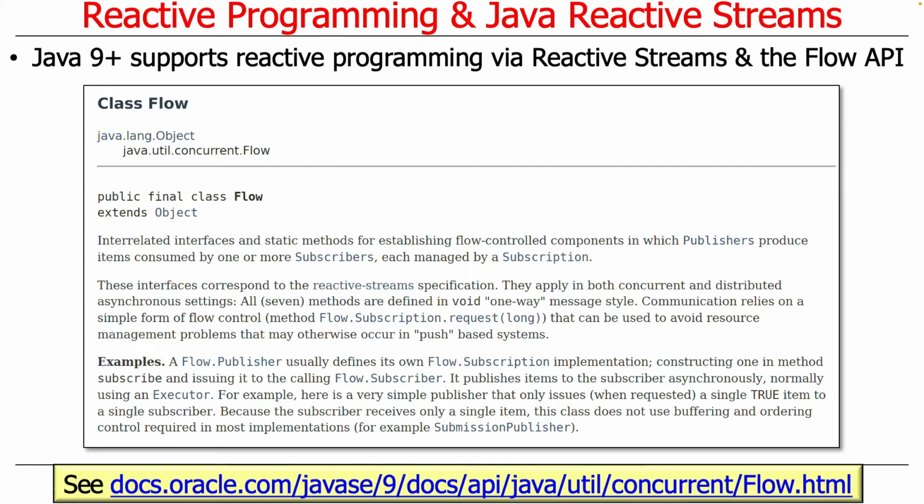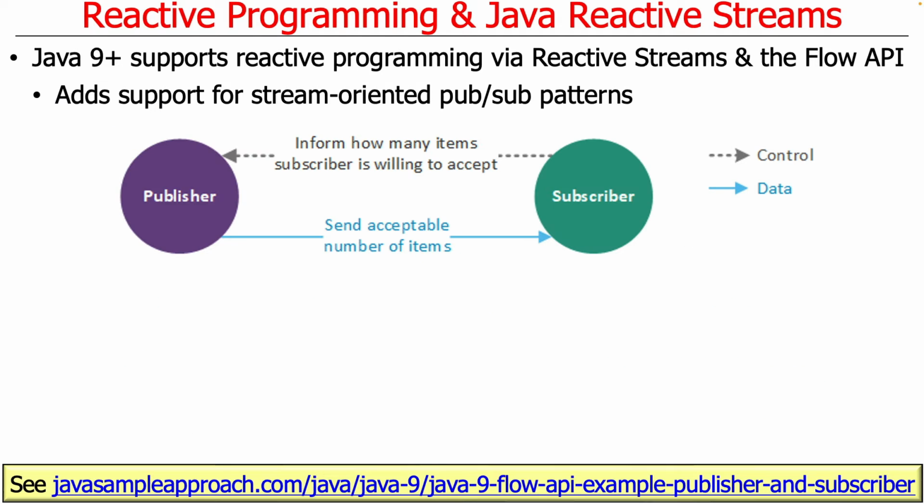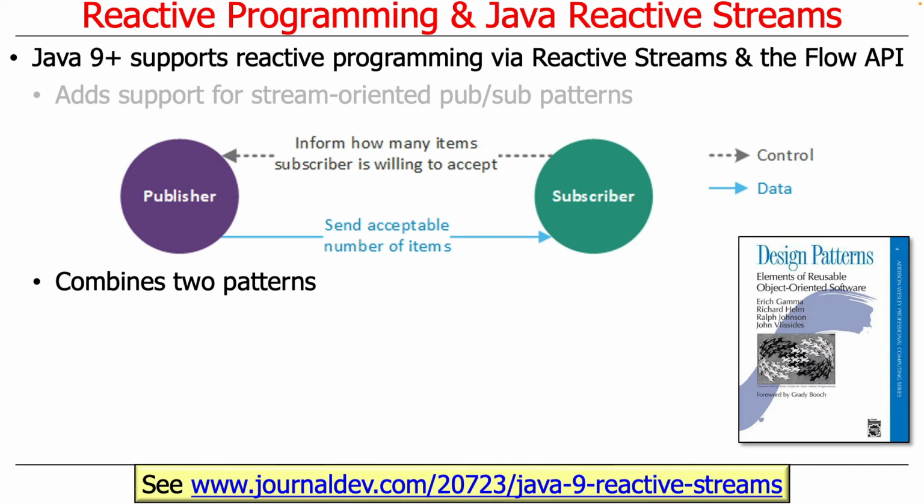So starting with Java 9 and continuing on, there was support added to enable reactive streams via something called the Flow API. So the Flow API is a class Flow, and it's got a bunch of interfaces that are part of this class. And we also have support for stream-oriented pub-sub patterns enabled through the Flow API. So let's talk about that first.